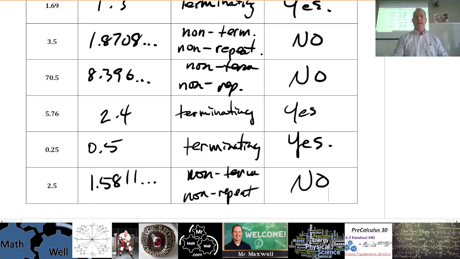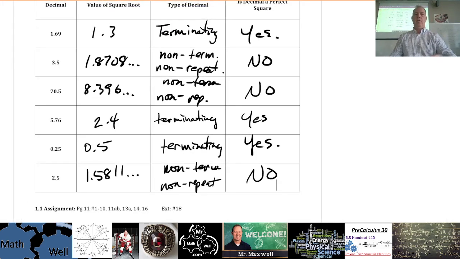So that's what the last few rows of your chart should look like. Let me know if you have any questions about that. You guys good with that? Make sure you have a calculator. I'm seeing a few of you that don't have calculators out. You do need one for this chapter.